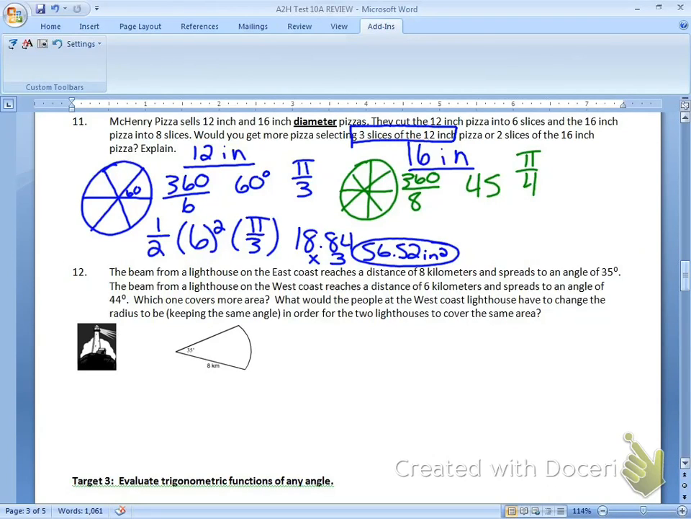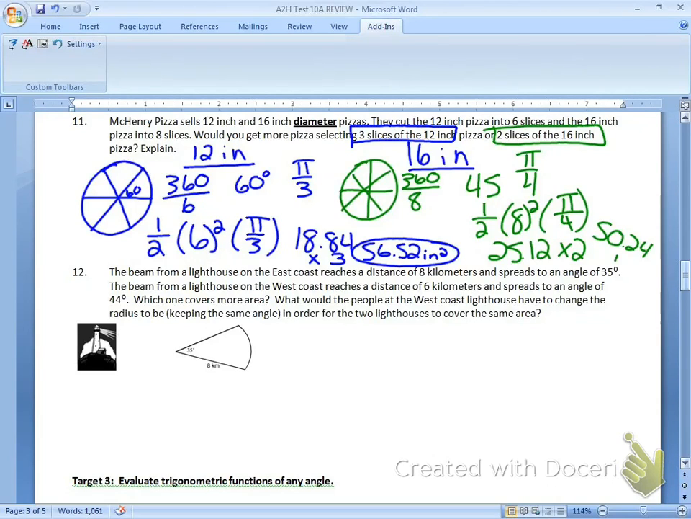Then we plug it into our formula, 1/2. Again, remembering that we need to find the radius instead of the diameter, so it's 8 squared times our theta of pi over 4. We multiply all that out, get 25.12, and we want 2 slices of the 16-inch. So multiply that by 2, and then we end up with the answer of 50.24 inches squared.